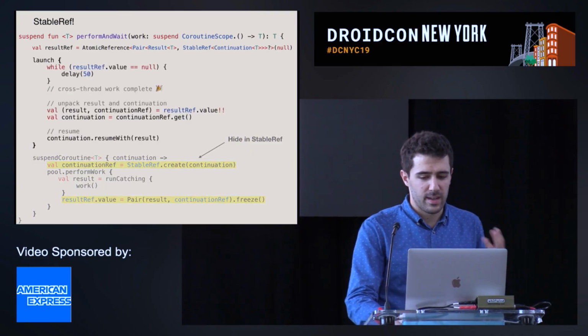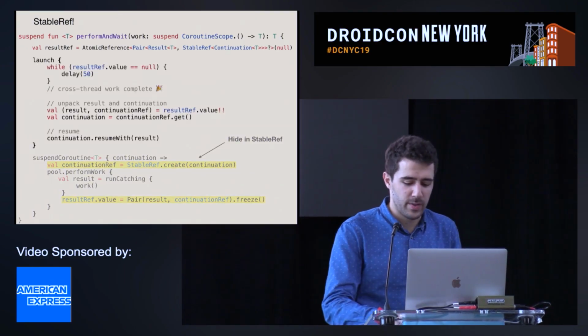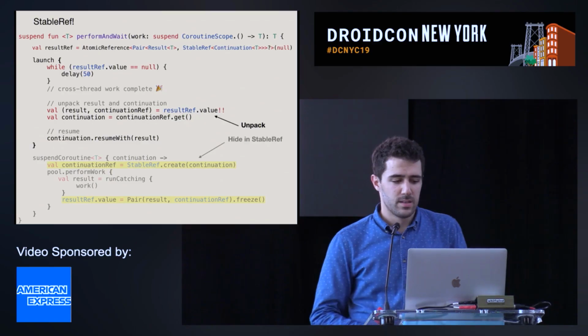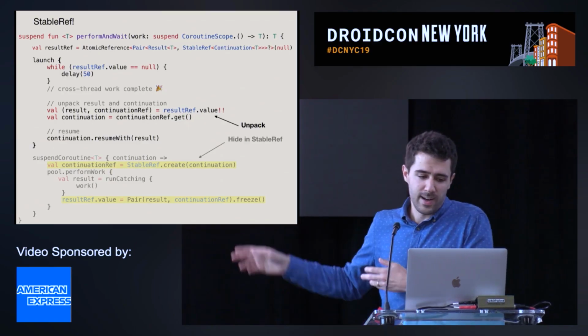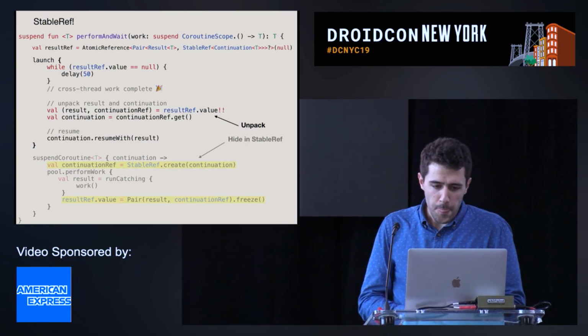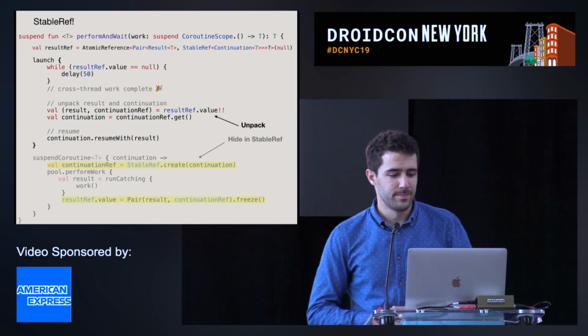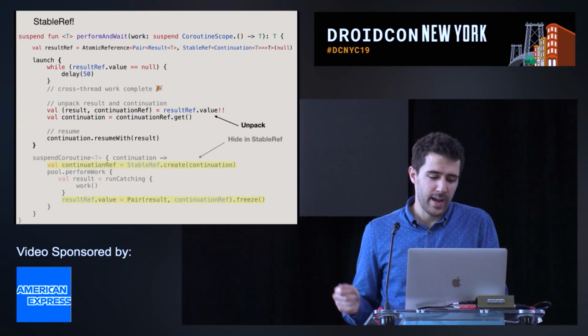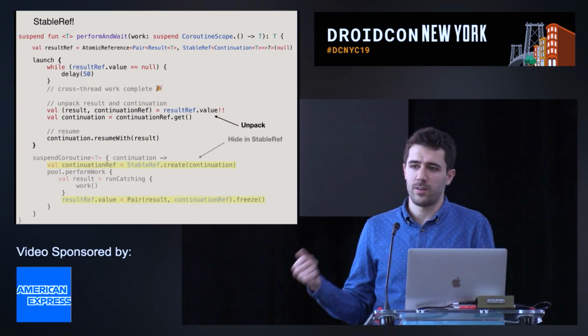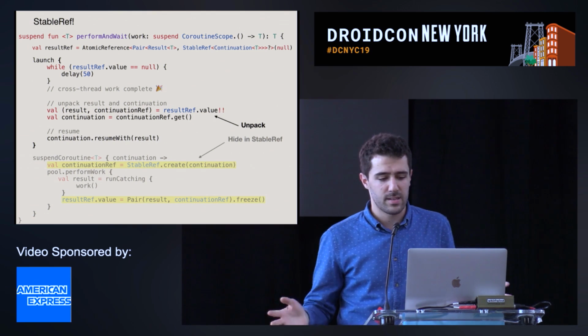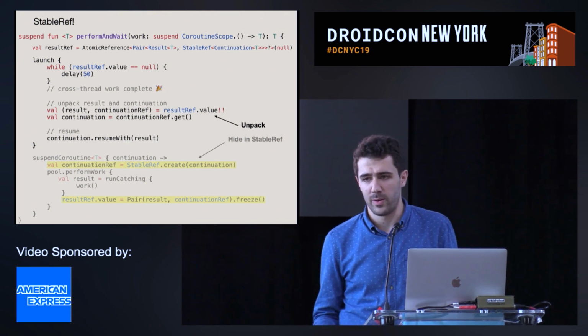Then, back in launch, we just have a little bit of unpacking to do when we're done. So now when we're done, the result ref is going to have both the result and the continuation. We unpack it, and then we can resume the continuation with our result. And that sort of ends the basics of how perform and wait works.